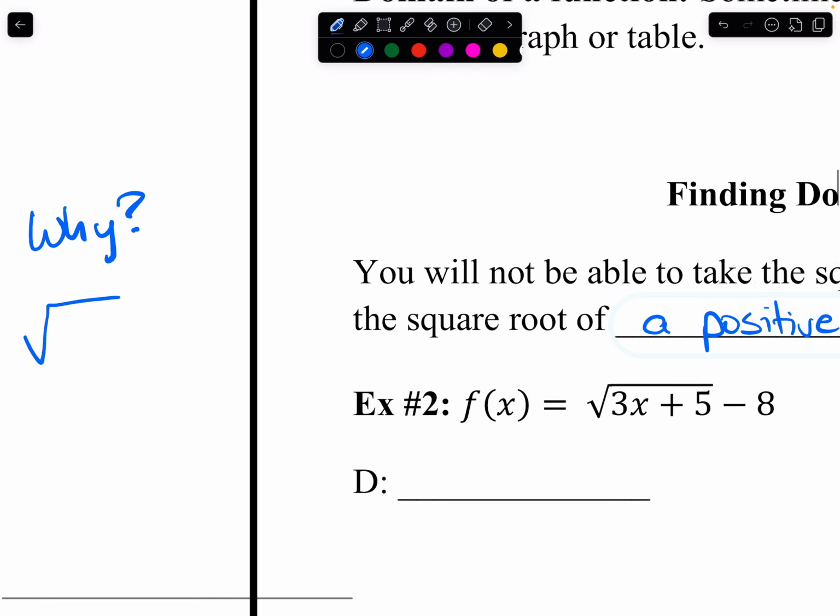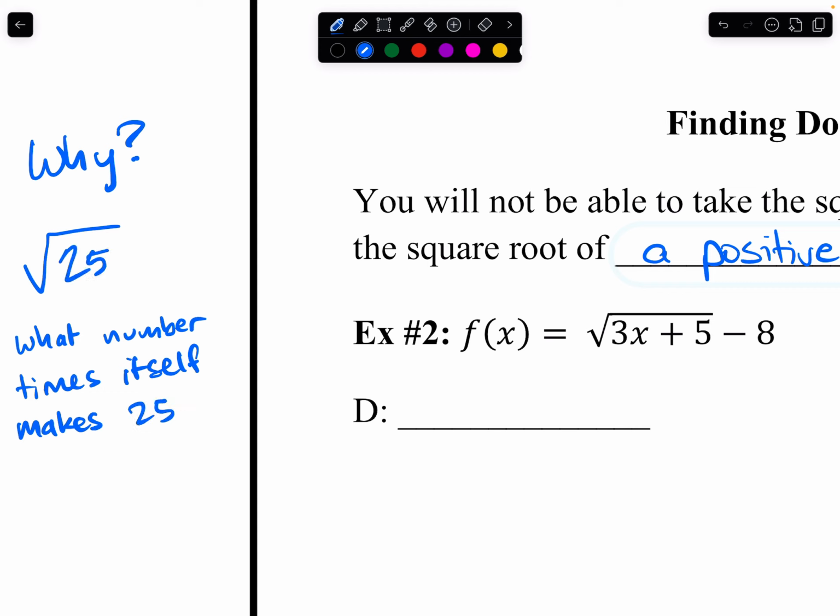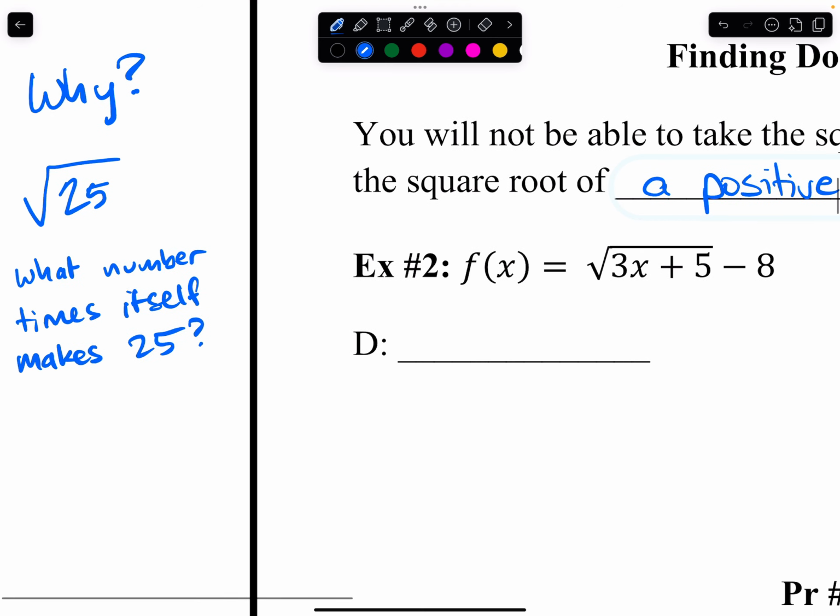That square root symbol, you should be asking yourself, what number times itself makes whatever number's inside. So like, let's say I asked you, what's the square root of 25? Or what number times itself makes 25? Can you think of one? Hopefully you thought of 5. 5 times 5, 5 times itself is definitely 25.